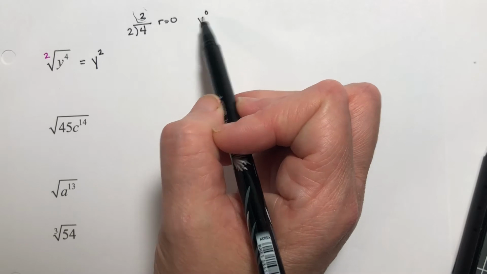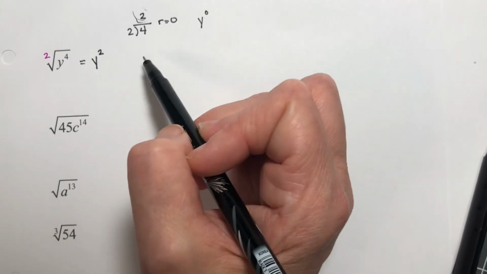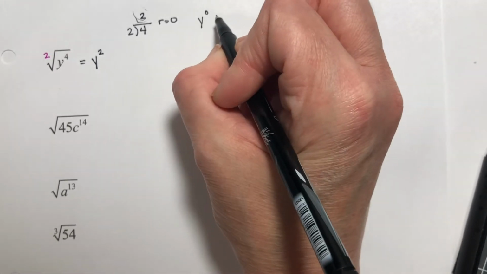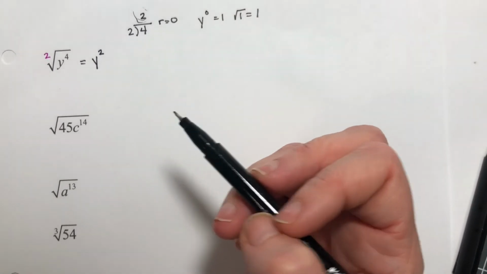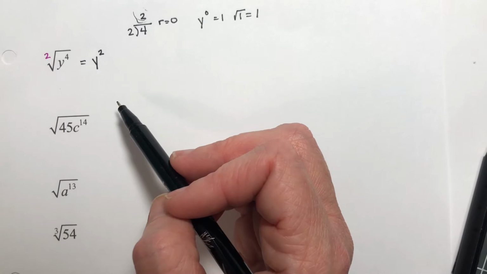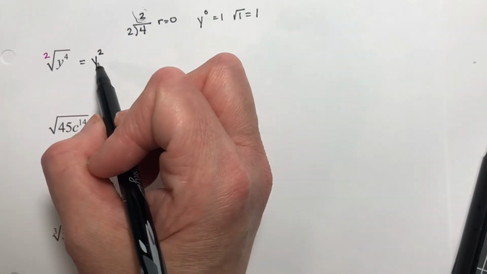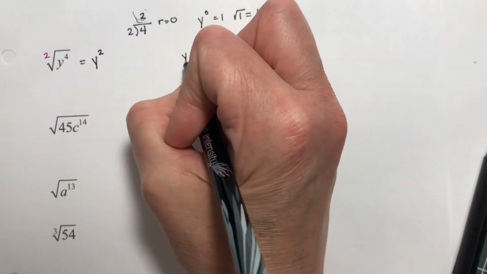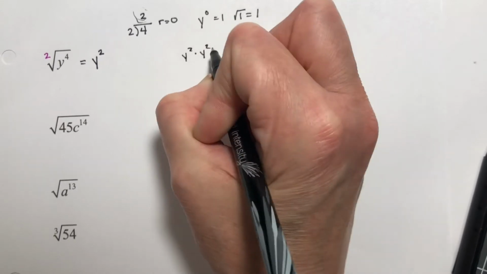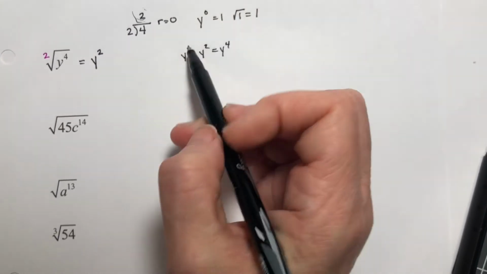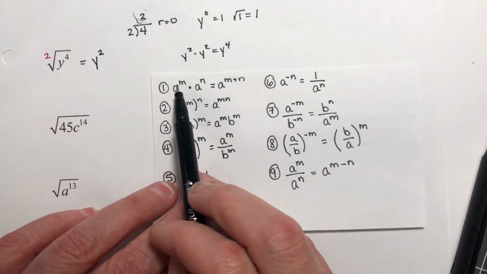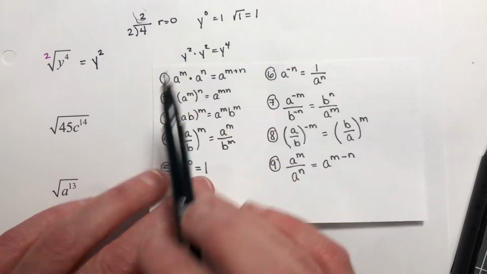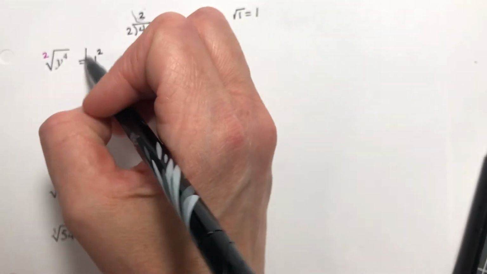Now, since I have no remainder, I don't have a square root anymore because y to the 0 power is 1, the square root of 1 is 1. Multiplying by 1 doesn't change anything. So this is just y squared. And this is saying y squared times y squared is equal to y to the 4th. And that's true. We have the property from chapter 5 where we would add our exponents. So this is true. Y squared is our answer here.